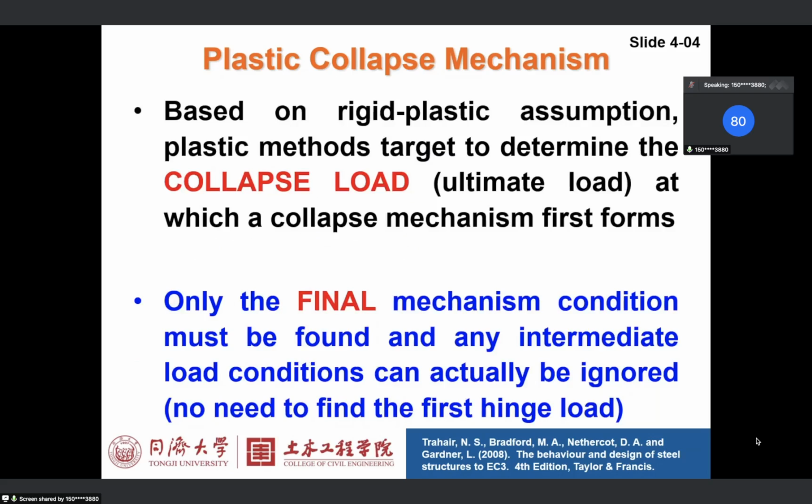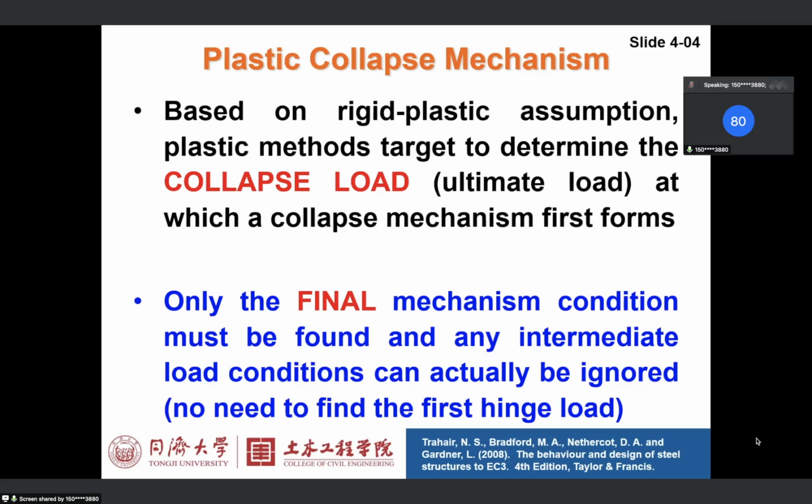So based on the rigid plastic assumption, which we have already discussed last week, plastic methods aim to determine the collapse load, PC, the collapse load at which a collapse mechanism first forms. Only the final mechanism condition must be found, and any intermediate load conditions can actually be ignored.